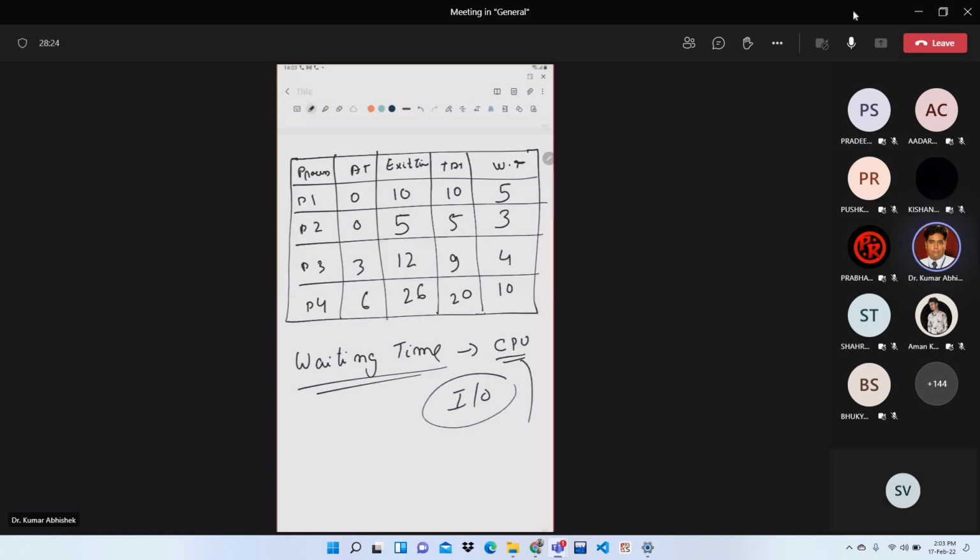Very good, ready queue. This is completely related to the ready queue. This is not related to the wait queue. Job queue, ready queue, and one more queue was there. What was that? Tell me. Job queue, ready queue, waiting queue. Okay? So this waiting time corresponds to the ready queue, not the waiting queue.